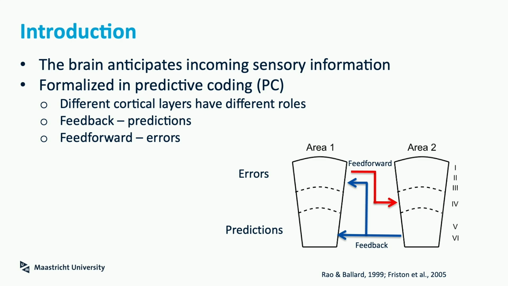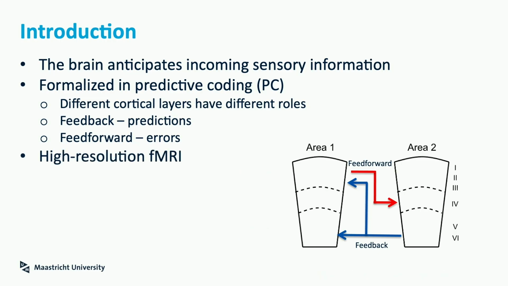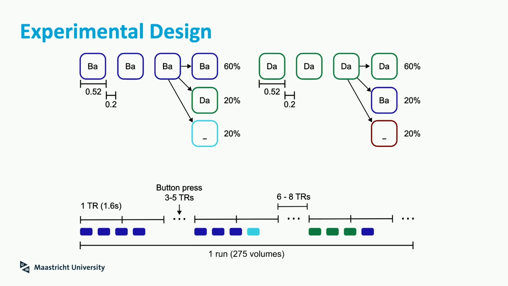And so we think that errors mainly reside in superficial layers. Now, if we want to image cortical layers or cortical depths in humans non-invasively, we can make use of high-resolution functional magnetic resonance imaging, which is what we did in this study. So what did we do to probe error violations in our design?